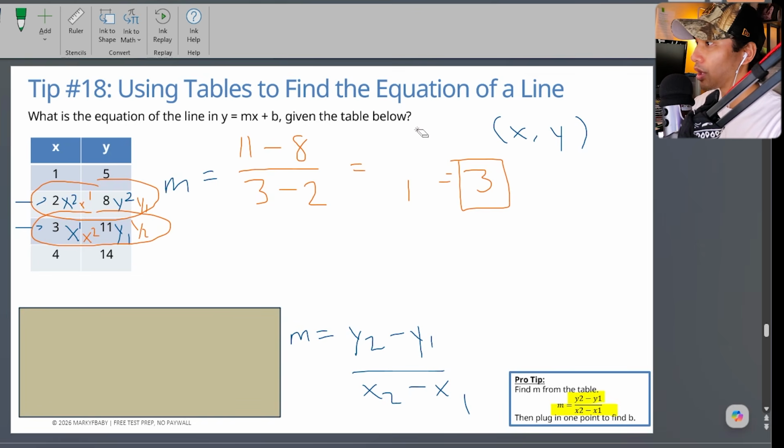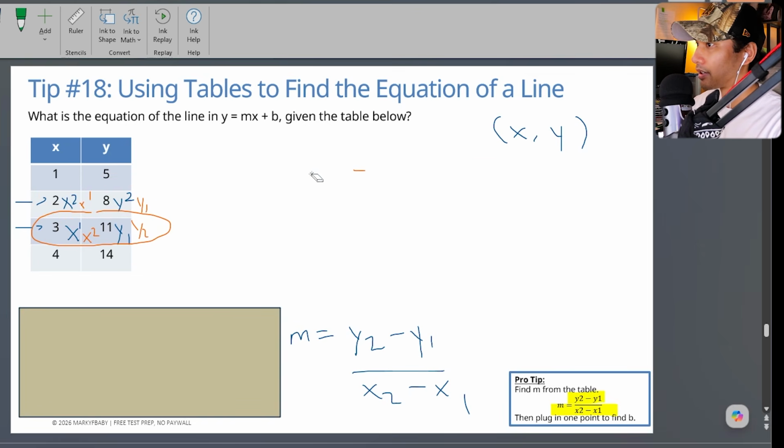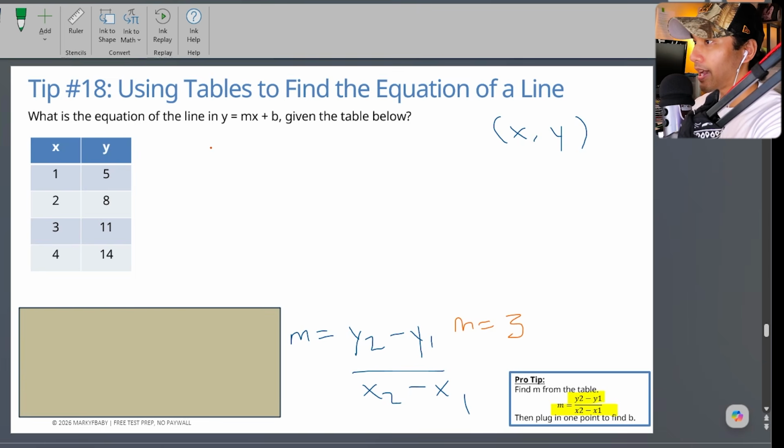Okay. We found the slope, which is 3, and I'm going to write that down in orange over here. M equals 3. So we already have some of the equation. So we could write it down, right? Y equals 3x plus b. And now we're missing b. But we have the other variables because we have the table here. So let's just choose the first one right here and plug in these numbers for y and x.